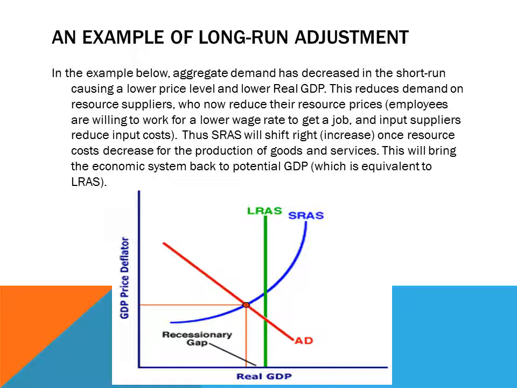This reduces demand on resource suppliers, who now will reduce their resource prices, such that employees are willing to work for a lower wage rate to get a job, and input suppliers reduce costs. Thus, the short-run aggregate supply curve will eventually shift right and increase once resource costs decrease for the production of goods and services. This will bring our economic system back to potential GDP, which is equivalent to long-run aggregate supply.